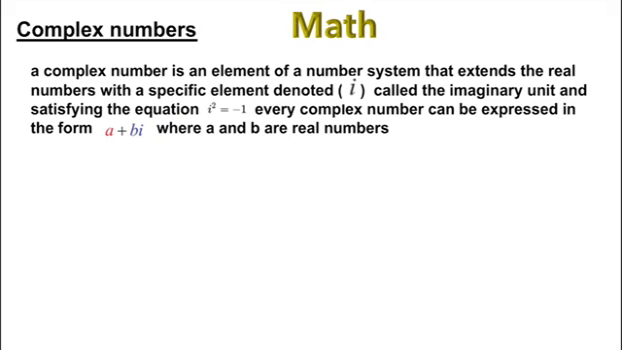Let's take this lesson, complex numbers. What is a complex number? It's an element of a number system that extends the real numbers with a specific element denoted by i. This i is called the imaginary unit and satisfies the equation i squared equals -1. Every complex number can be expressed in the form a plus bi, where a and b are real numbers.